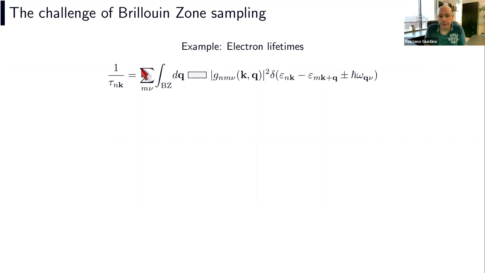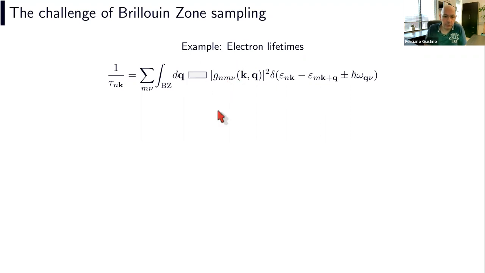This calculation can essentially be written as an integral where you have some electron-phonon matrix elements, some prefactors that we're not going to bother with, and then a Dirac delta function. This Dirac delta function enforces energy conservation, and it tells me that my initial state can decay into a final state that is removed in terms of energy by plus or minus the phonon energy involved in this process, okay?